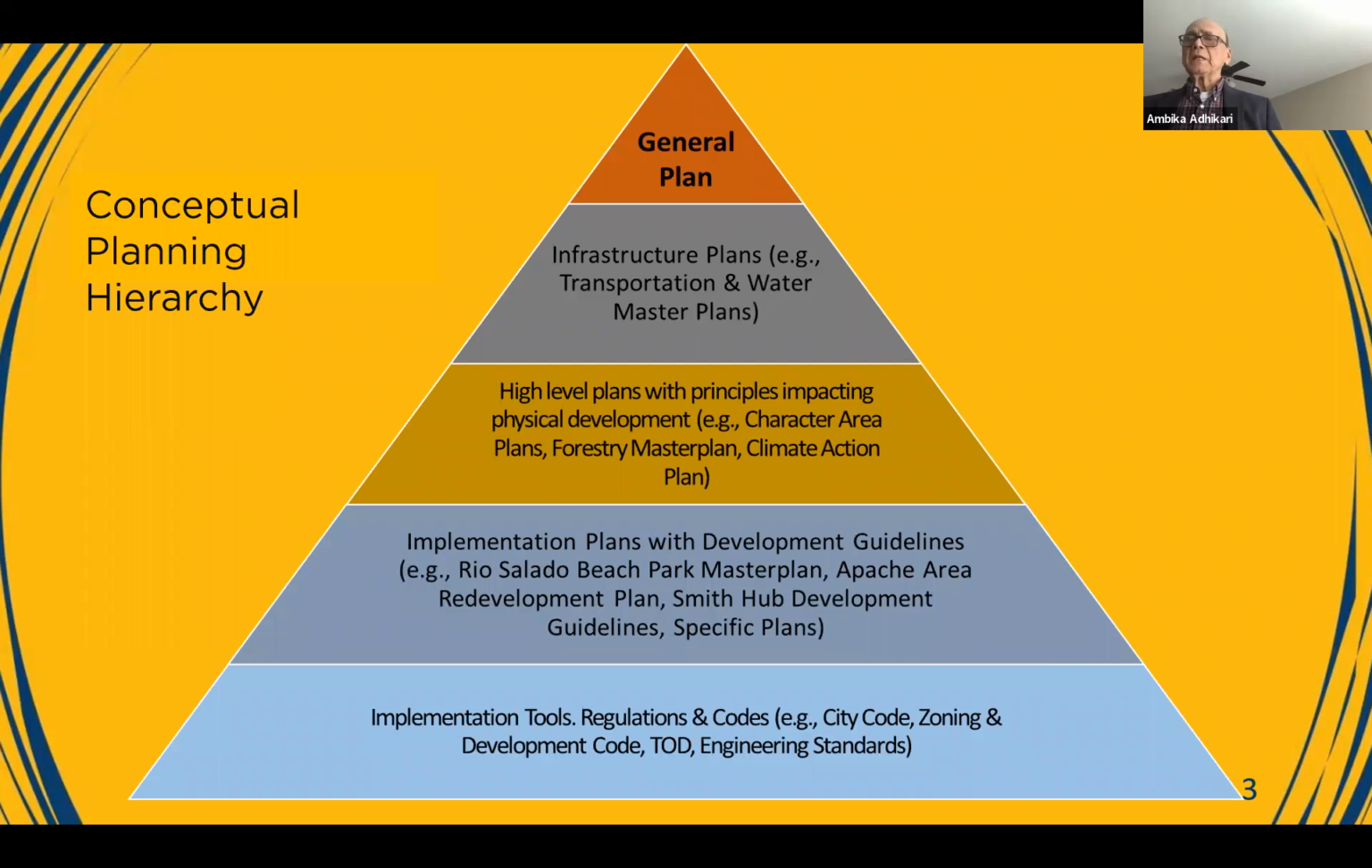Okay, so the general plan, as you know, is like a constitution for the city in terms of the physical development. It is that high-level vision and guidance that is provided to any other plans, like the infrastructure plans, for example, transportation and water master plan, and the other high-level plans, for example, the character area plans, forestry master plan, climate action master plan. And then below that are the development guidelines and implementation plans. We have the Apache redevelopment plan, for example, and many design guidelines for Smith Hub and Maker districts and so on.